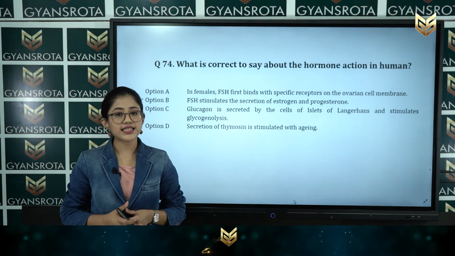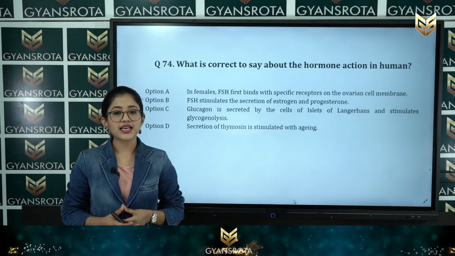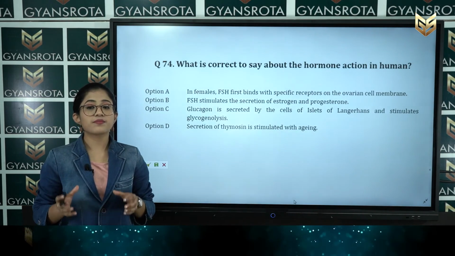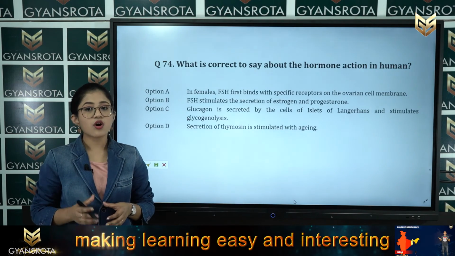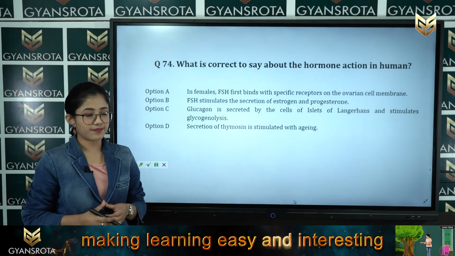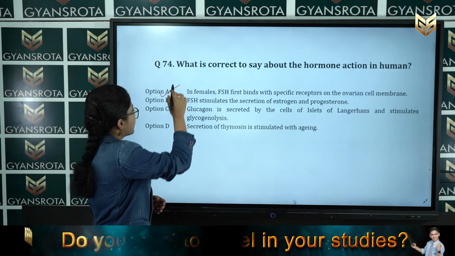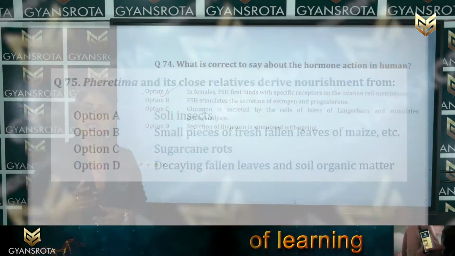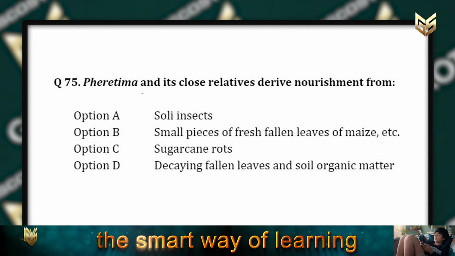So, what is the correct answer? The correct answer is in female the follicle stimulating hormone first bind with specific receptors on the ovarian cell membrane. So, option number A is the correct answer for this question. Now, let us see the next question, that is question number 75.